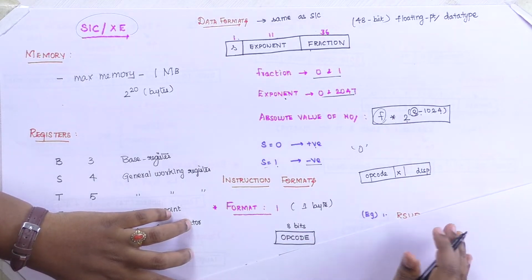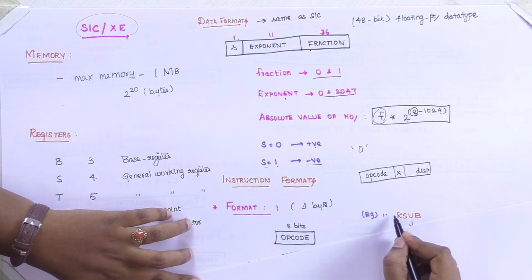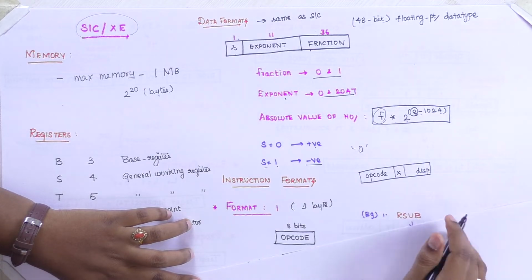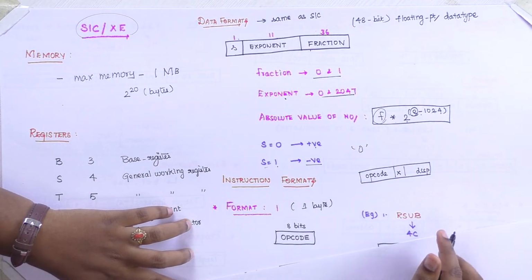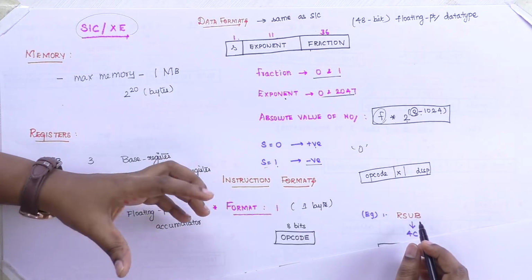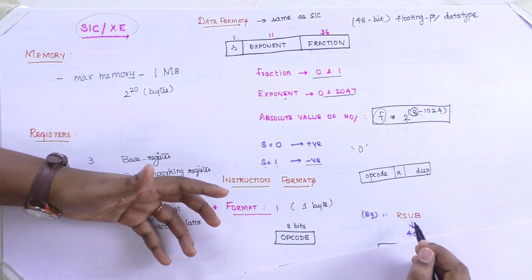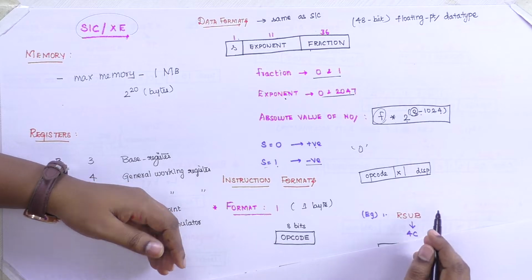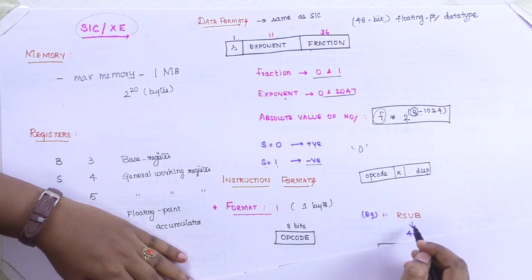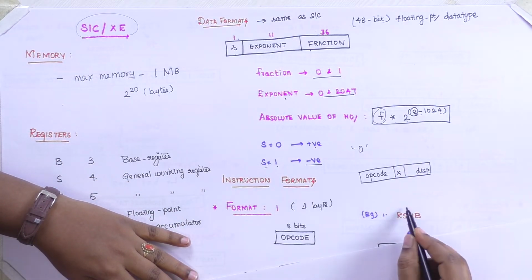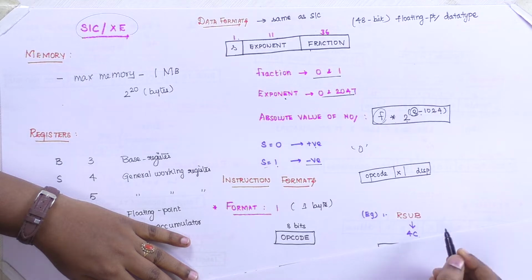For example, let us take an instruction ORSUB. ORSUB is nothing but returns to a subroutine. The opcode for ORSUB is 4C. So this is predefined. For each and every operation we have an opcode, the number representation of a mnemonic instruction. So the opcode for ORSUB is 4C.